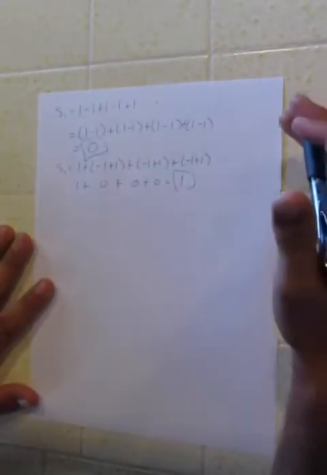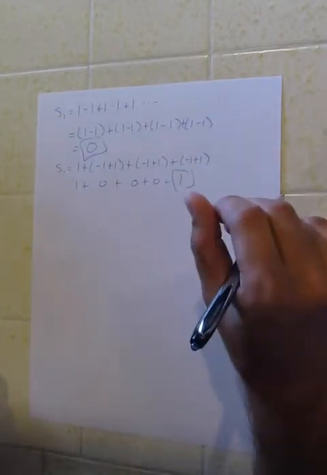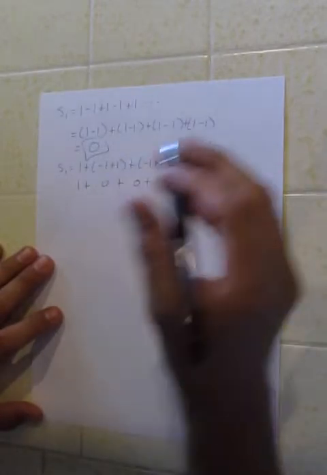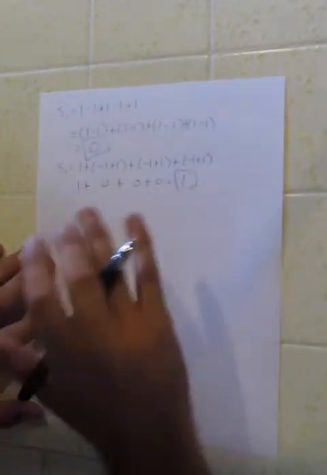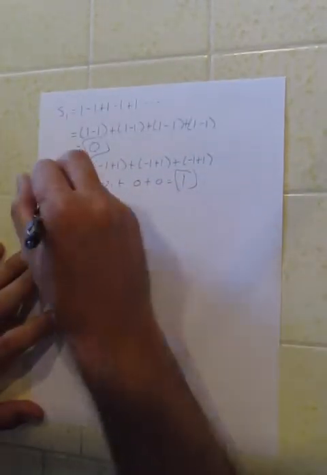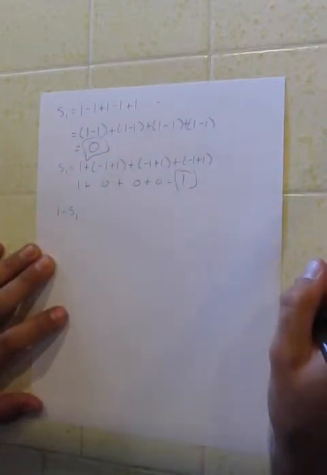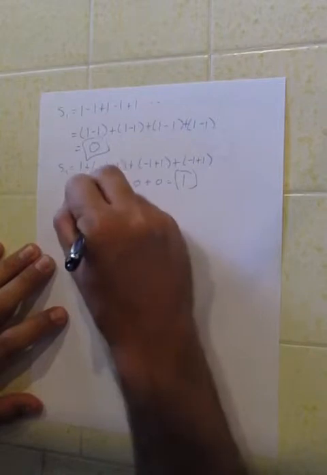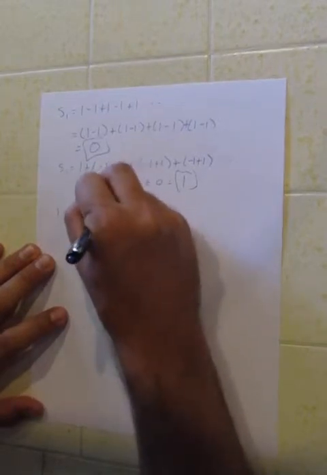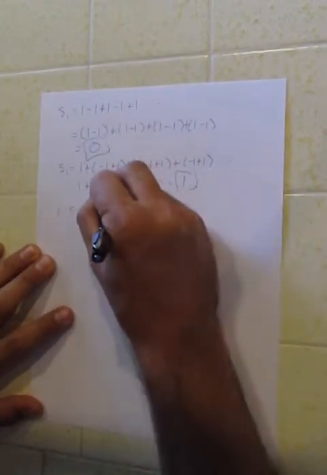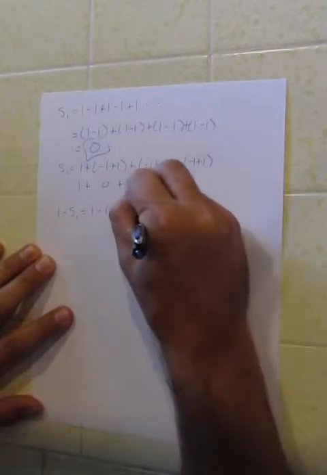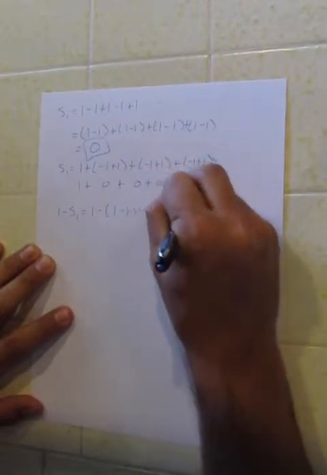So that's one explanation. But then this Grandi mathematician said, okay, but let's look at a more convincing proof. So what if I take 1 minus S1? What would that look like? Okay, well that would be 1 minus all of S1, which is 1 minus 1 plus 1 minus 1 plus 1, so on and so forth.